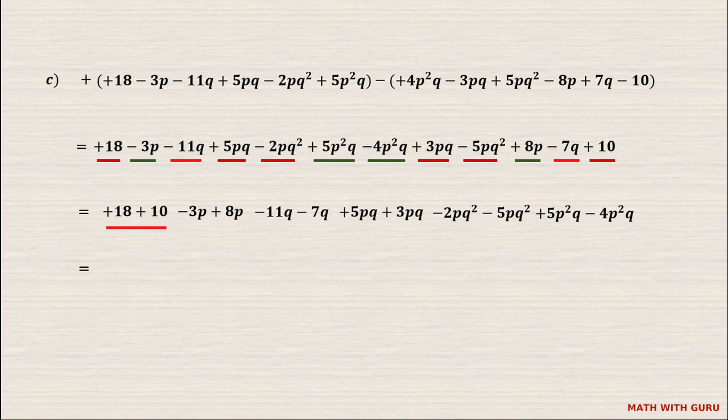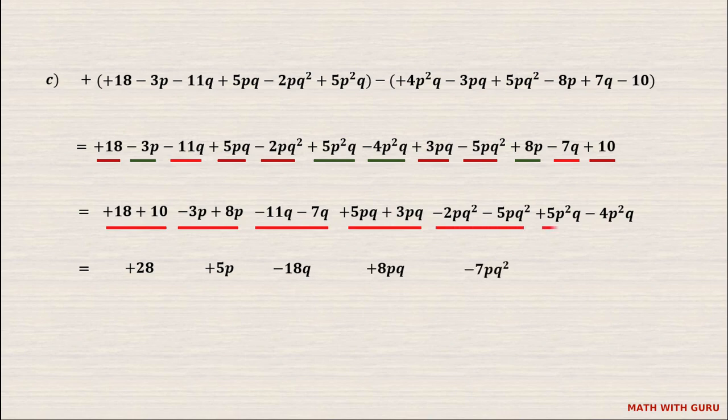The sum of the first pair, plus 18 plus 10, is plus 28. Here it is. 8 minus 3 is 5. 8 is positive, therefore plus 5p. These two have the same signs. 11 plus 7 is 18, preceded by negative sign. The sum of these two terms is plus 8pq. Here it is minus 7pq squared.